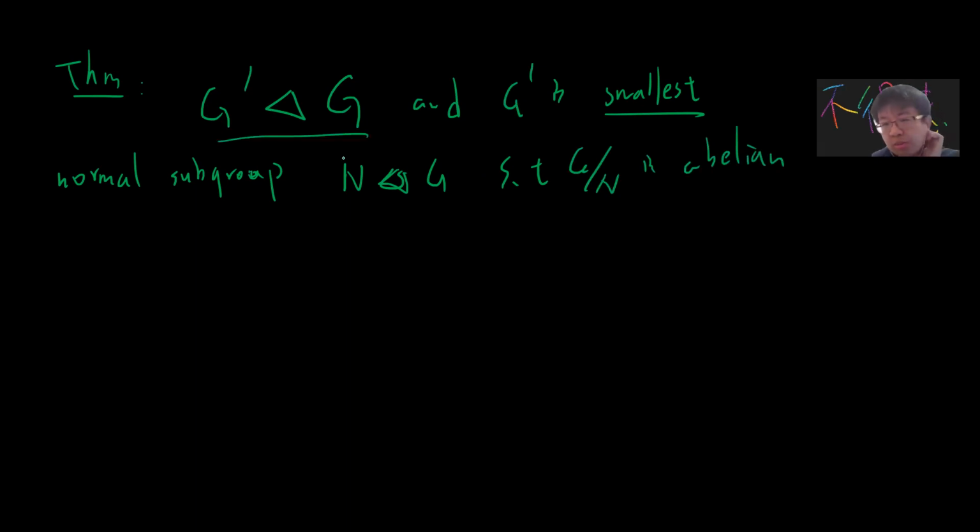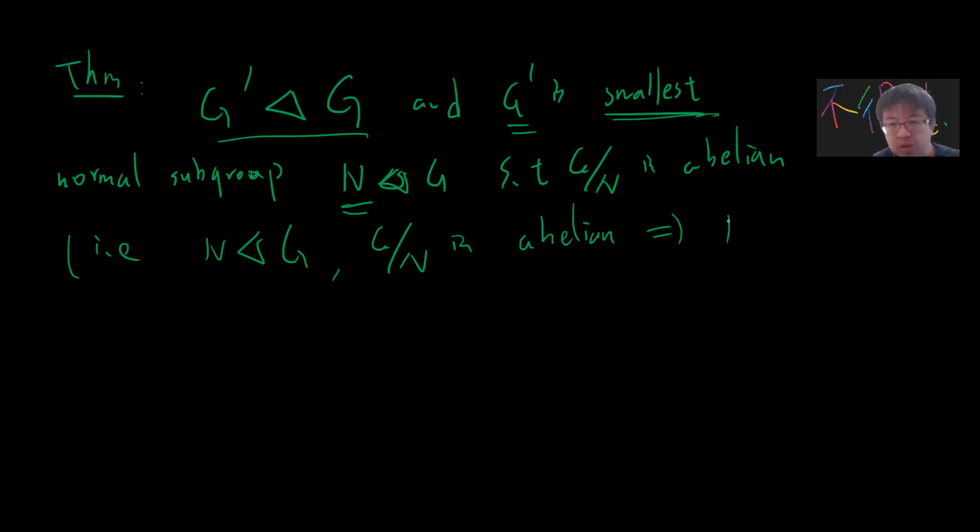Okay, so G prime is a subgroup of G. Not only that, this G prime is the smallest. Basically, it's the smallest subgroup N such that N is normal in G and G quotient N is abelian. So this means that if N is a normal subgroup of G and G quotient N is abelian, then you can say that G prime is a subgroup of N.